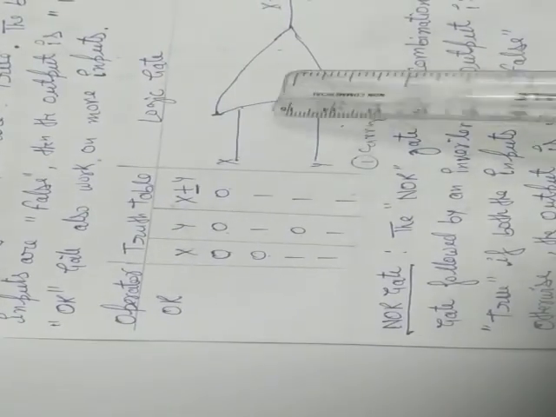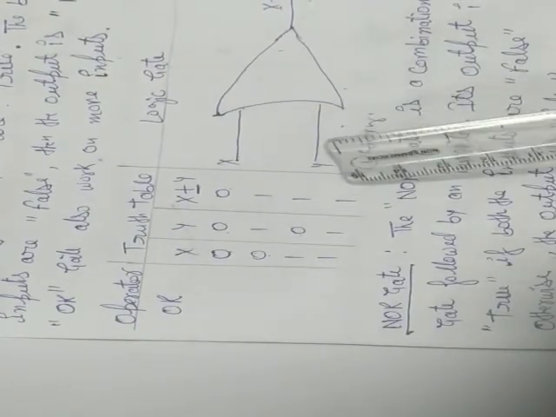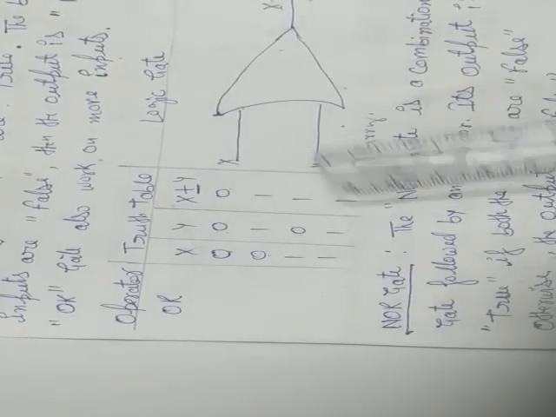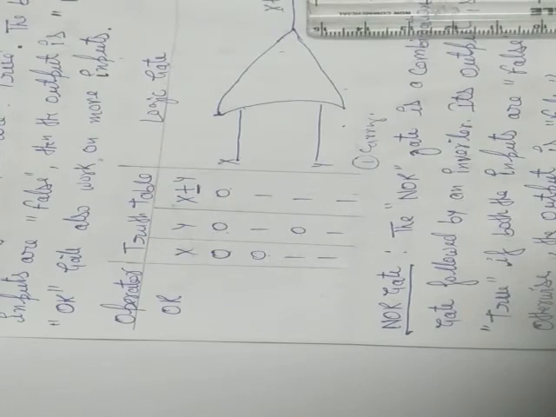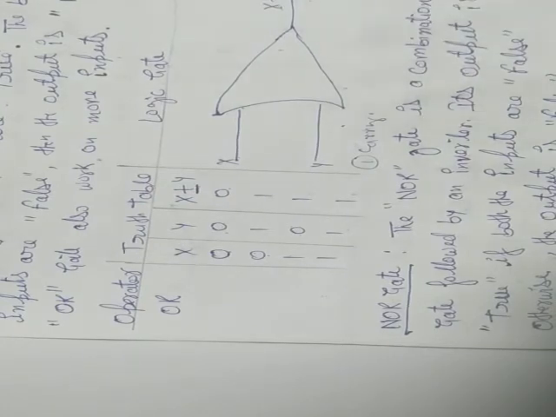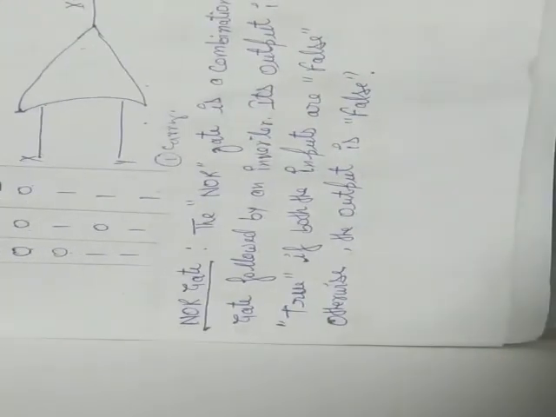This is the diagram of the OR gate. Here we have two inputs, x and y, and the diagram shape is just like a rocket, and this is the output, x plus y.